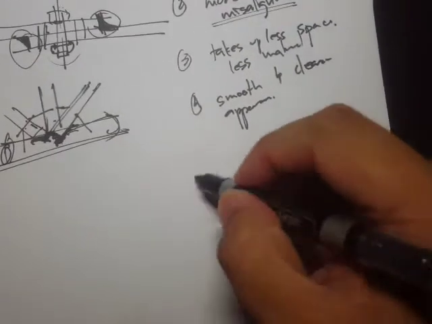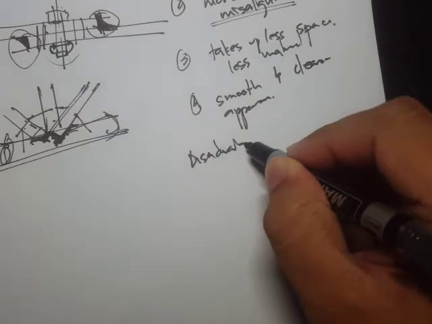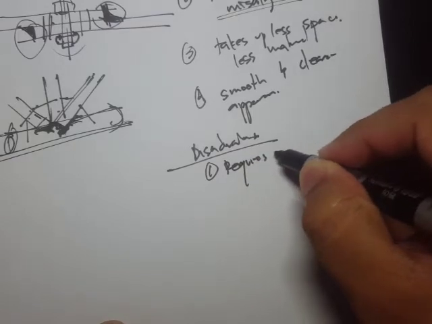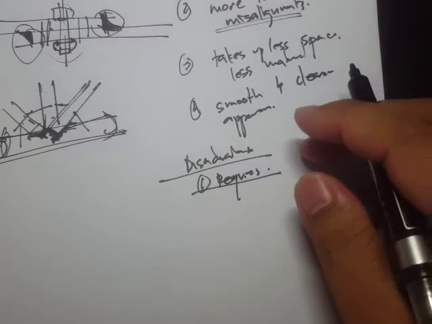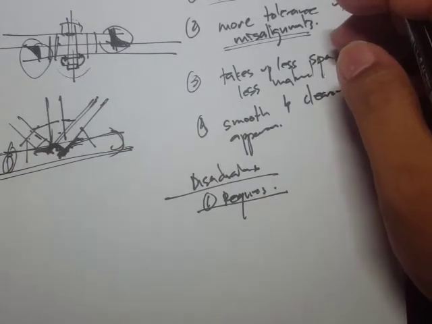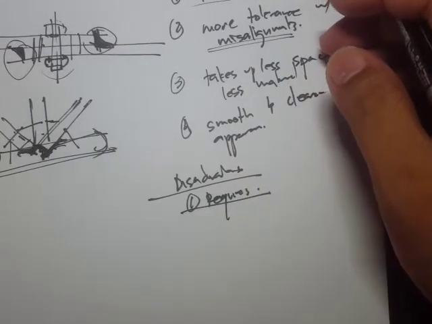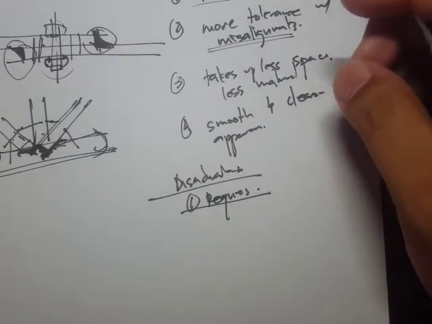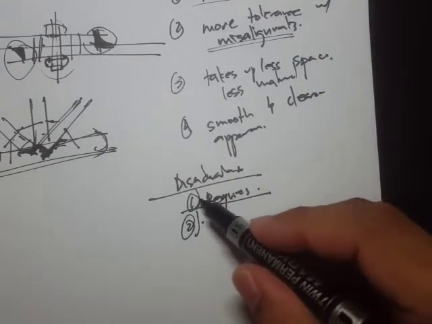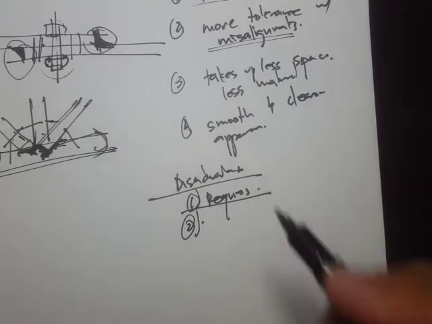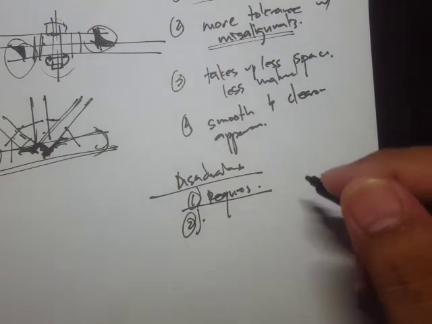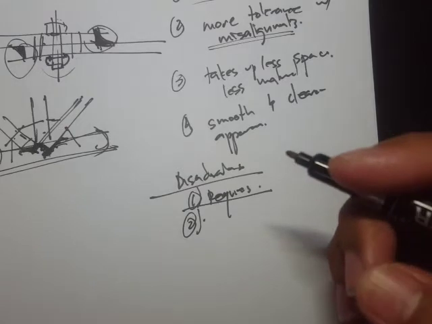For the disadvantages, it requires skill. For welding, you have to hire, of course, a trained welder who can provide a proper weld joint. Because if not, the joint will not be strong enough. So you have to provide a proper penetration of the weld.